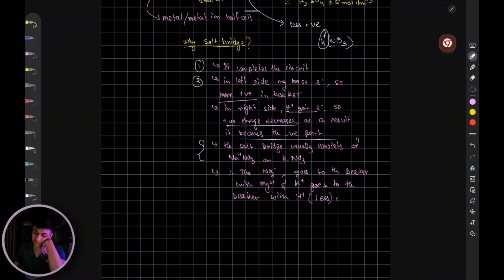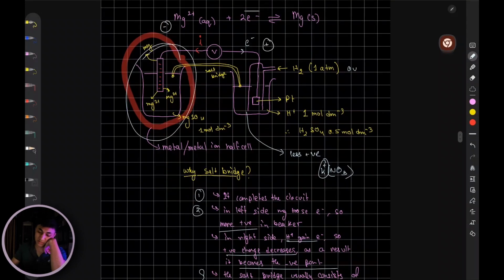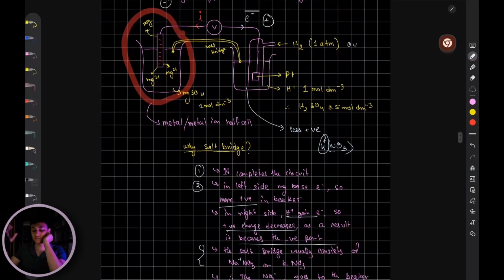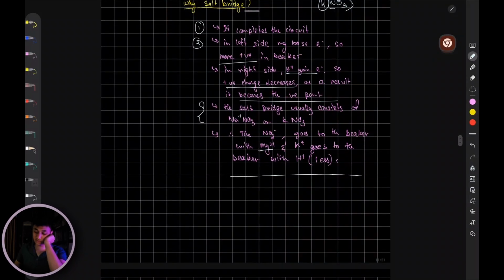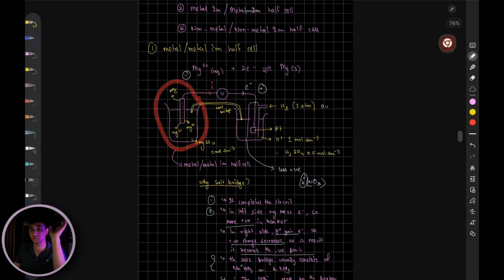Your nitrate ion, that is your anion, is going to go to the magnesium half cell, because over here you had a greater concentration of positive charge. To make sure the positive charge decreases, nitrate, the negatively charged ion, is going to go into this beaker. So at the end of the day, you're left with two solutions which constantly have relatively the same charge, and that is helpful to maintain the standard condition of the entire process of reduction and oxidation.